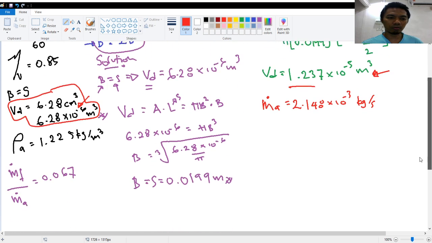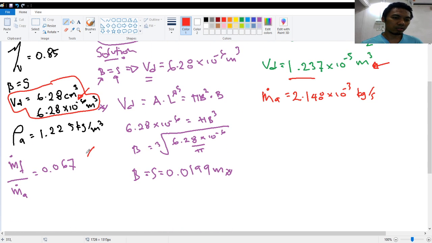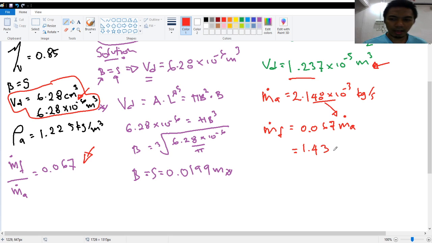The question is giving you this, right? The question still gives you this, so you can manipulate this equation to find the mass flow rate of fuel, MF, times 0.067 times the mass flow rate of air. Just plug all these numbers in, and you get a new mass flow rate of 1.439 × 10⁴ kilogram per second.